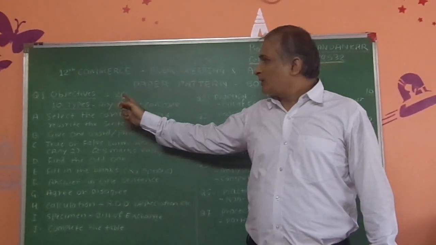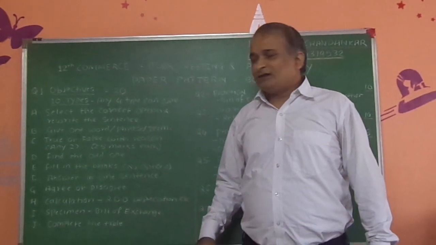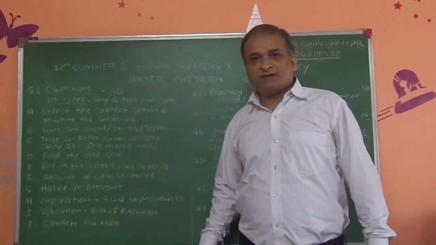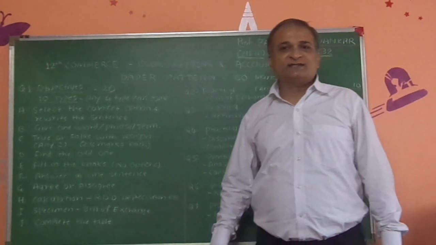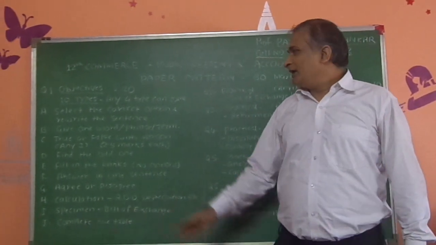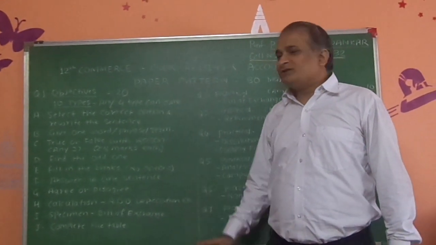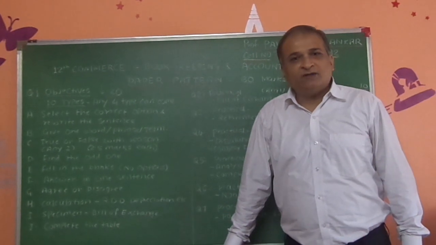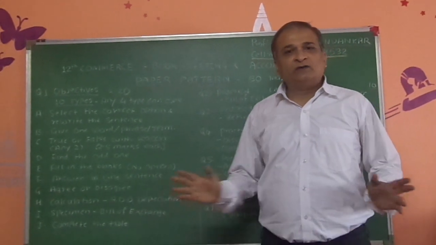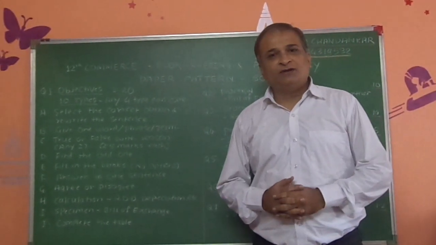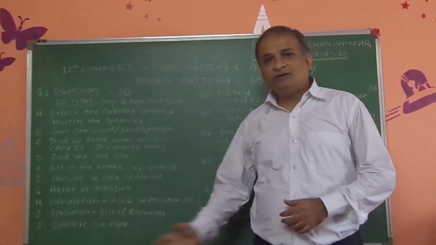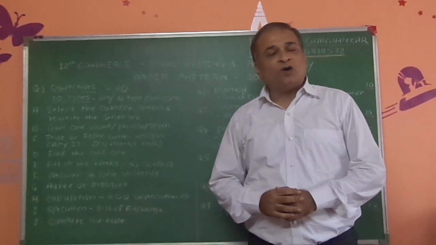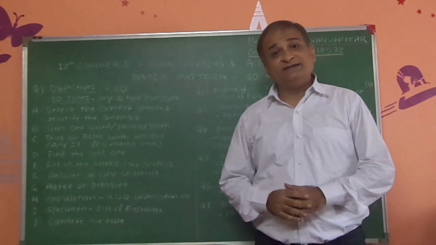It carries 20 marks. See, in all there are 10 types of objective sets, of which any 4 types of objective sets can come. It means students, you will not have any type of option. You will have to study all these types of objectives in detail.